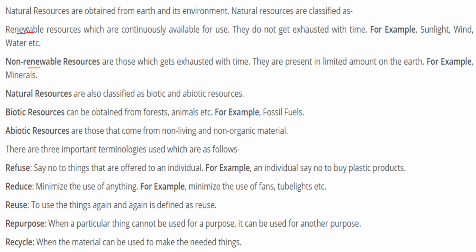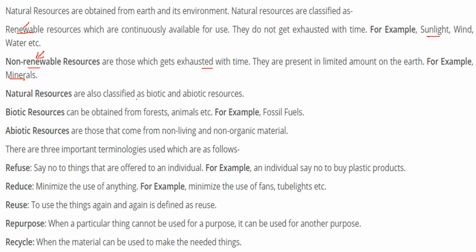Renewable, the word has come from renew. So renewable resources, that means they are continuously available for use. Non-renewable resources, that means they will get exhausted with time. So renewable resources, examples are sunlight, wind, water, because they are available to us, they are not going to exhaust. And non-renewable resources like the minerals, like the fossil fuels, they are going to exhaust in some time.